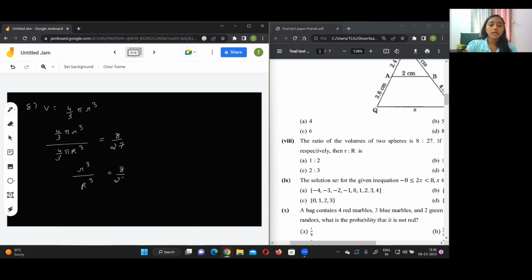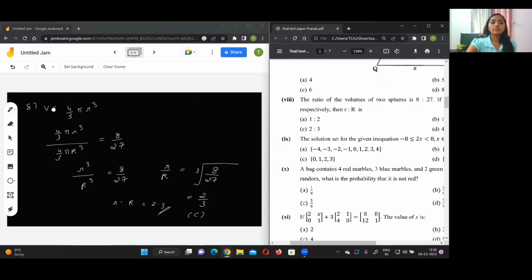So r by capital R is equal to cube root of 8/27, which is nothing but 2/3. So r is to capital R is equal to 2:3. That is your answer. So which option is that? It is option C. Yes, right answer. Now let's go on to the 9th question.